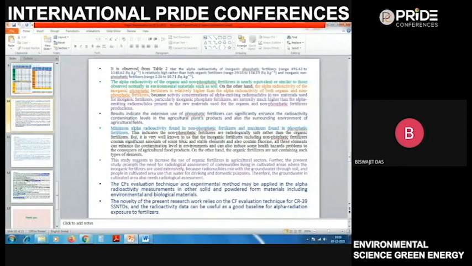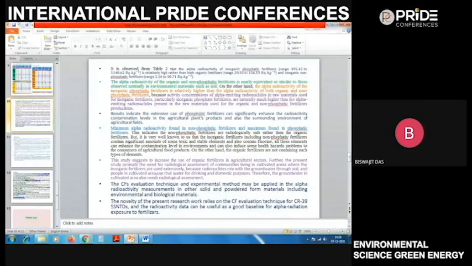But it is very well known to us that the inorganic fertilizers, including non-phosphatic fertilizers, contain significant amounts of some toxic and stable elements and also contain fluorine. All these elements can enhance the contamination level in environments and can also cause some health hazard problems to the consumers of agricultural food products. But the organic fertilizers do not contain such types of elements. This study suggests increasing the use of organic fertilizers in agricultural sectors.